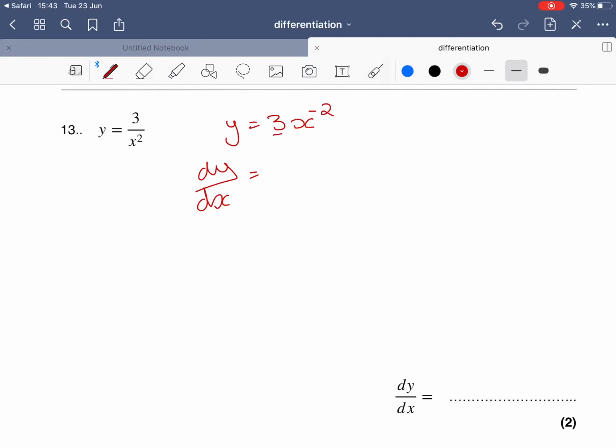Still going to do my 3 times my minus 2, which is minus 6. Got my x, and if I take 1 from the power, I get minus 3. You could technically leave it like that, but I'm going to put it back in the fraction like they originally did. So this would become minus 6 over x cubed. Okay?